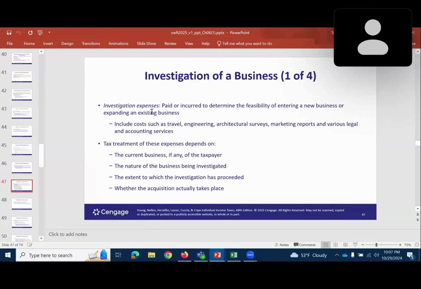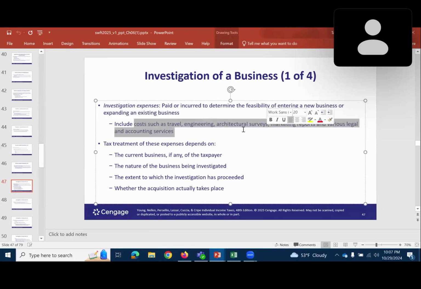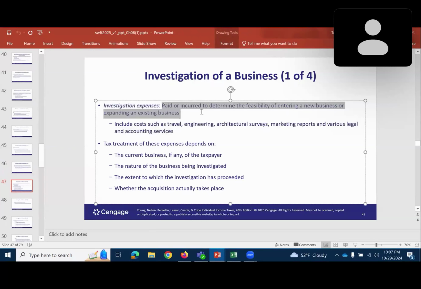So if you have investigative expenses where you're going to hire a lawyer, they're going to go and look at the firm or the other dental place, because this is a dentist, and they're going to look at their books and records, and investigate: is this company feasible to enter into business with me or expand into business with me? So I travel to the place, engineering, architectural, whatever, all of the services that I have paid to investigate whether this company is something that I want to invest in to bring them on board, because I'm a dentist and they're a dentist and I'm going to own their stuff, right?